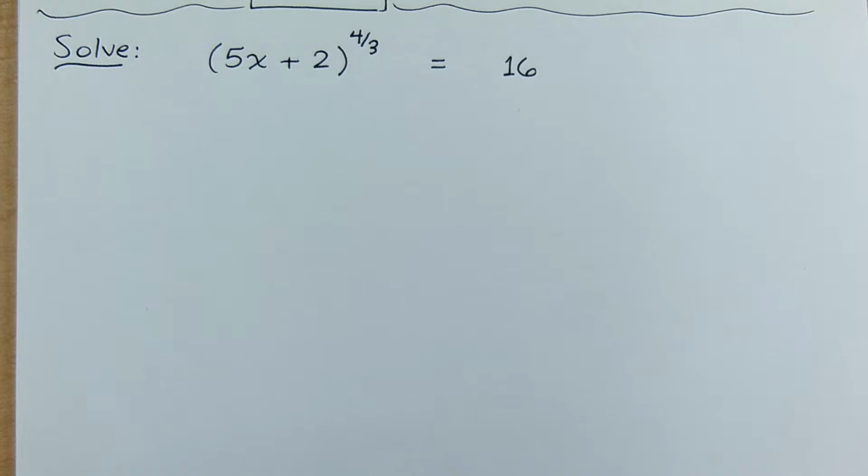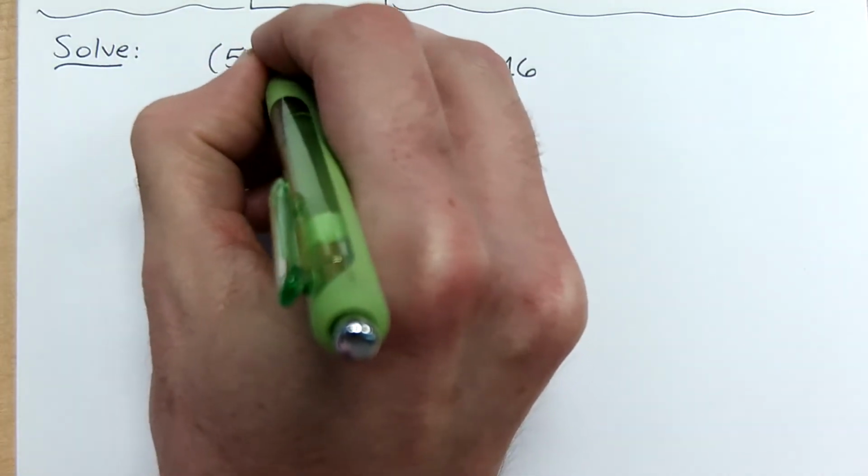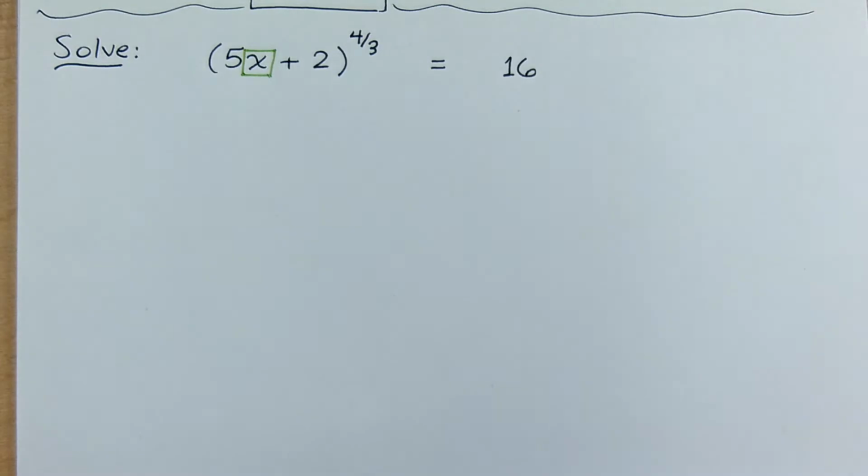All right, so let's take a look at this equation. This is just like the last one that we did. The key thing here that I want you to recognize is that this is the only place that you see your variable, right?